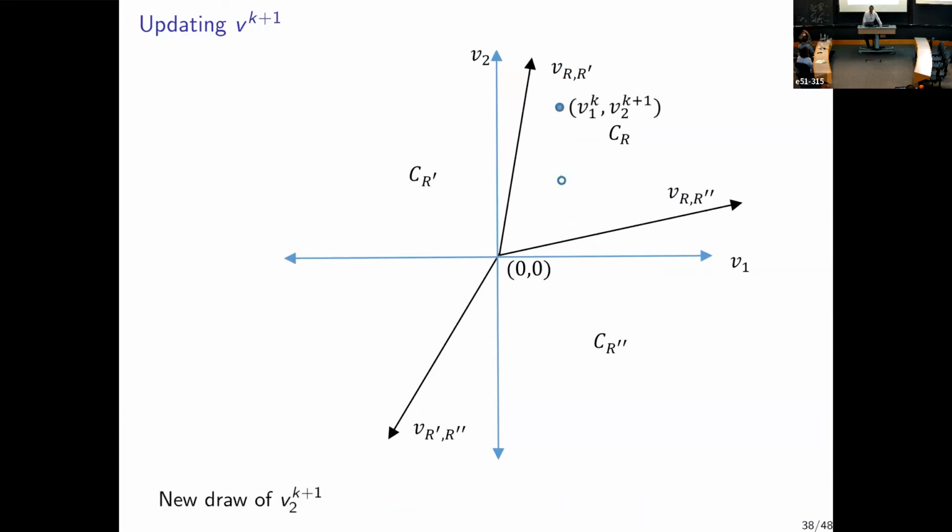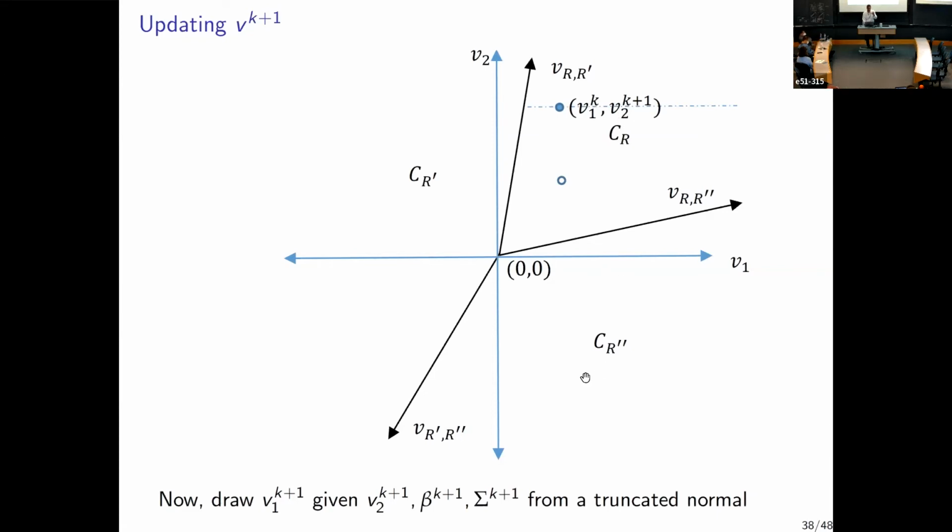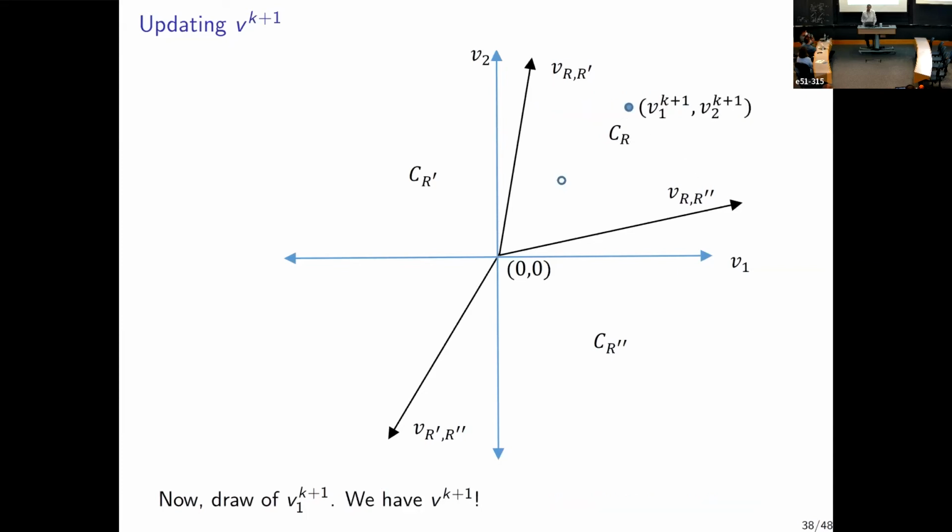I get this V. So I drew this particular value of V2, which is on the same line as V1 because I only updated V2. Now I can do the same thing. Given this value of V2, I can draw V1 given the beta and given sigma, again from a truncated normal. The lower bound is given by this point over here, and the upper bound is whenever this line crosses this ray. Okay. So I'm going to get a new draw, and that is going to be my new draw. And it's in the cone, because I always stayed in the cone. Okay.